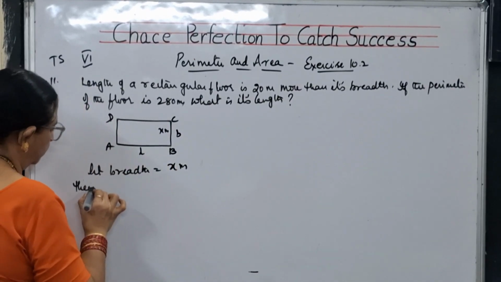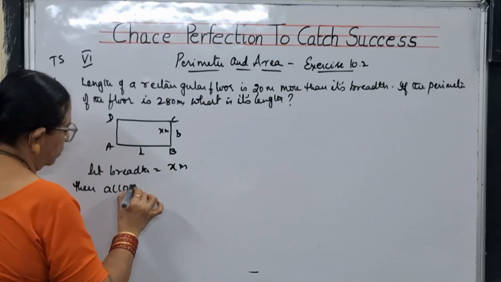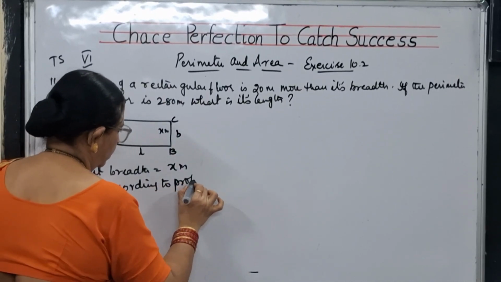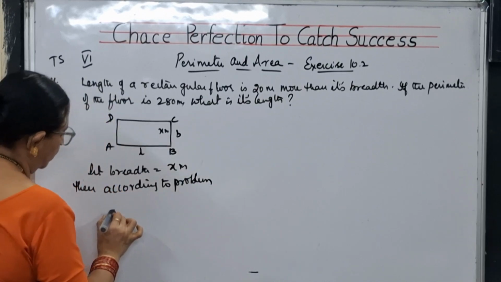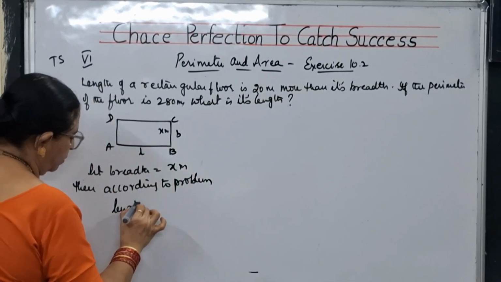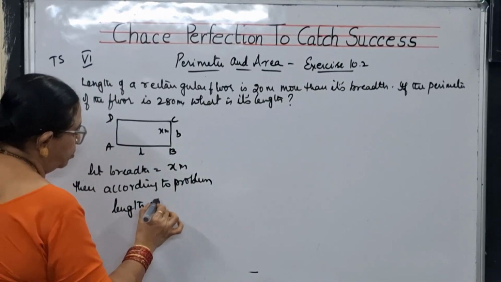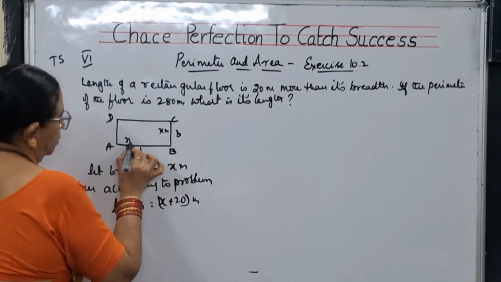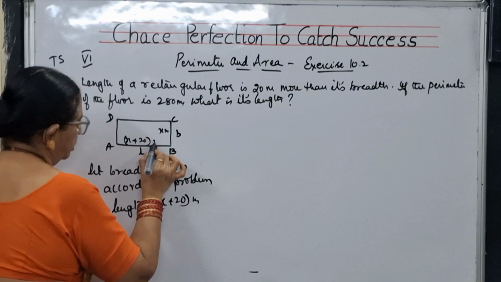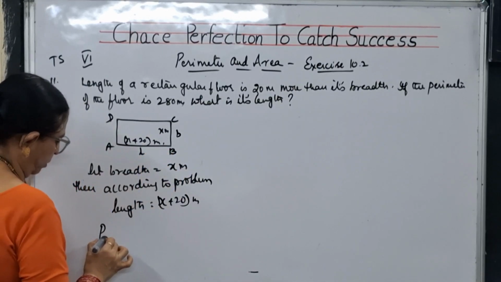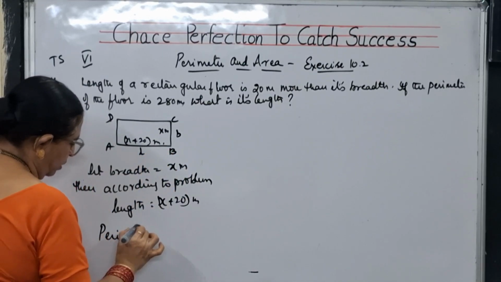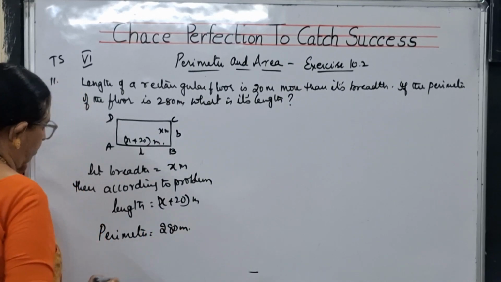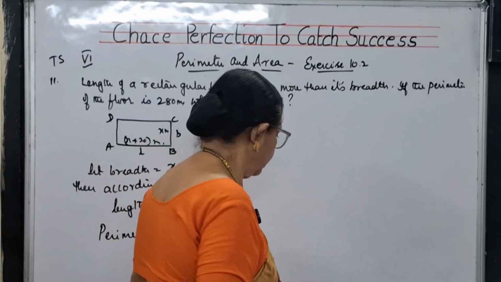Then according to problem, length is equal to 20 meters more than breadth, x plus 20 meters. So this is x plus 20 meters. Now they have given perimeter. How much is perimeter? 280 meters. So let us continue our sum.